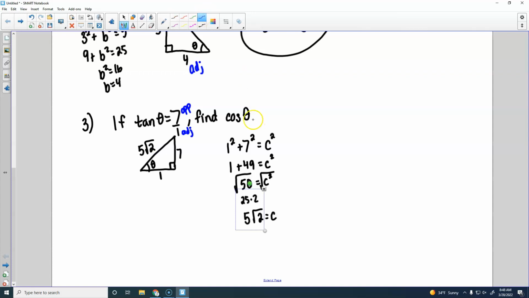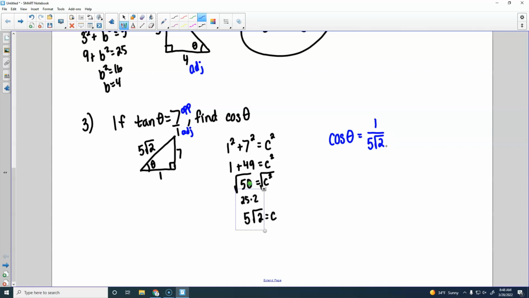Now for our cosine, Jackson, what sides do I have for my cosine? What's the ratio for cosine? Adjacent over hypotenuse. Good. And in my triangle here, Jackson, which one is my adjacent side? 1. And hypotenuse? 5 and 2. Right, 5 root 2. So we will have our cosine of theta would equal 1 over 5 square root of 2.